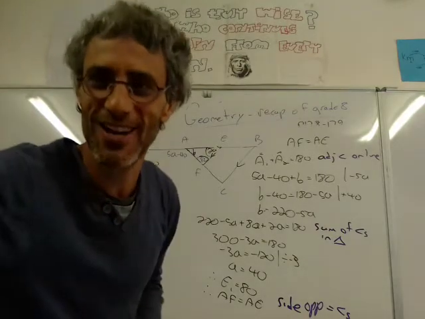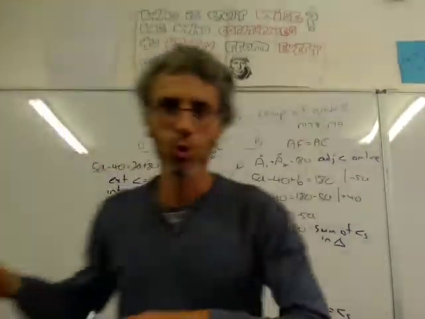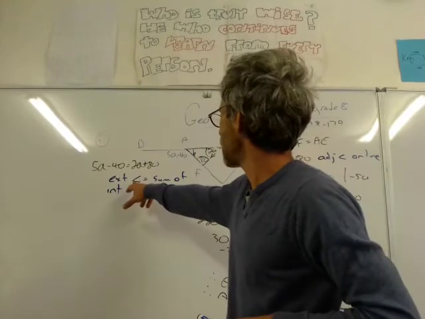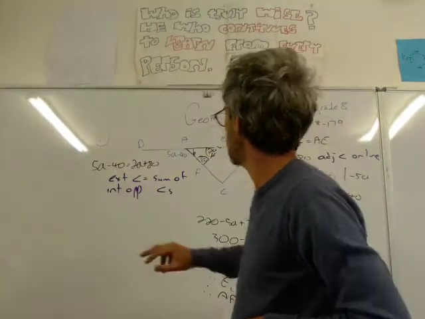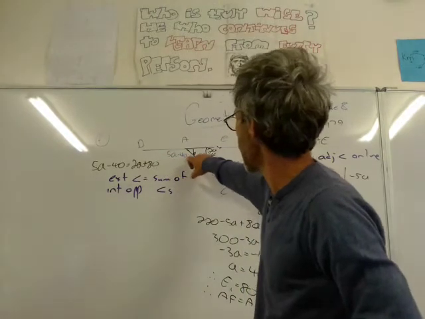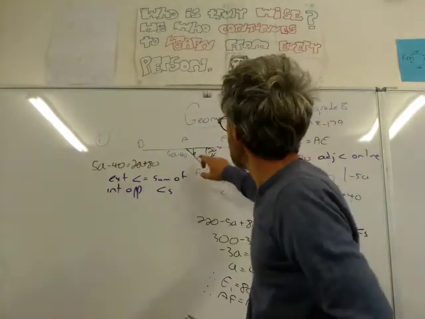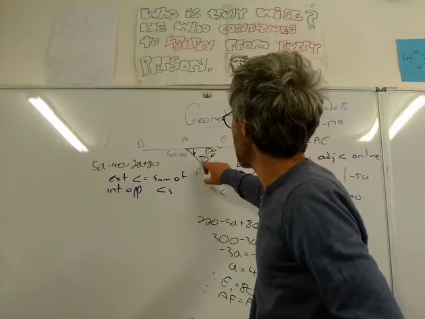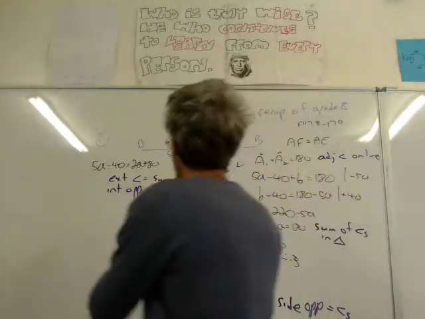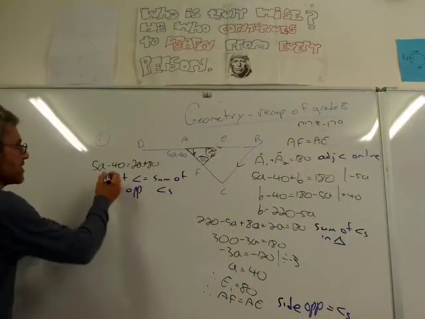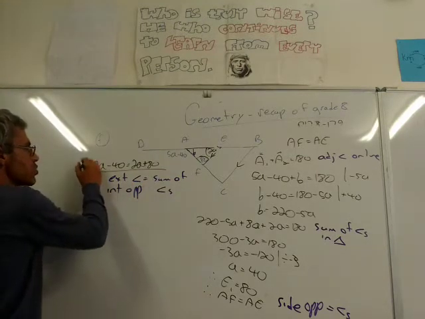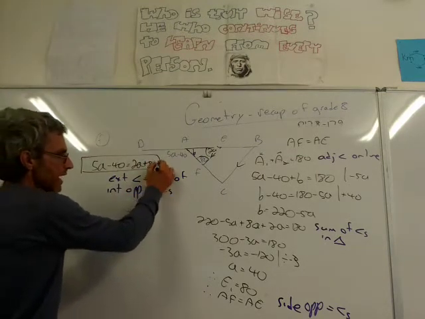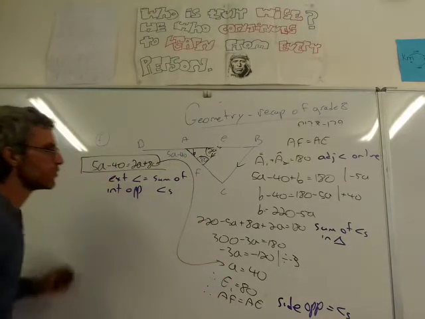So the exterior angle is equal to the sum of the opposite interior angles. Let's just write that down. Exterior angle equal to the sum of interior opposite angles. This is the exterior angle. It's outside the triangle. It is equal to the sum of the opposite interior angles. Now that will help you straight away, because now you can find what A is. If you use this equation, you will find out that A is equal to 40.